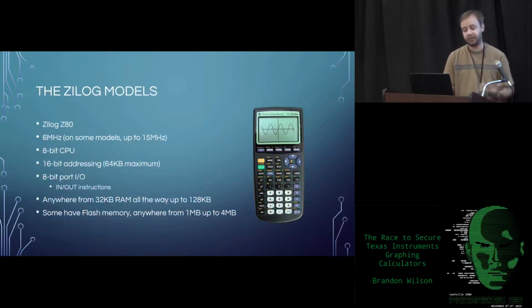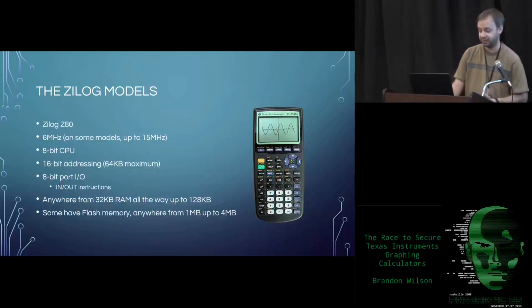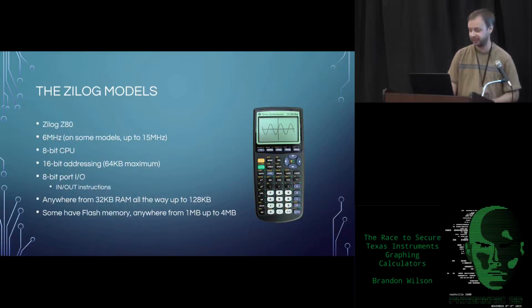So the models that came first were the Zilog models, or Zlog. I'm pretty sure you can pronounce it Zilog, but I've always said Zlog, so I might slip into Zlog without realizing it. But these use the Zilog Z80 processor, which is a very old processor that's used in a number of devices, old devices and new devices, because it's actually pretty nice.